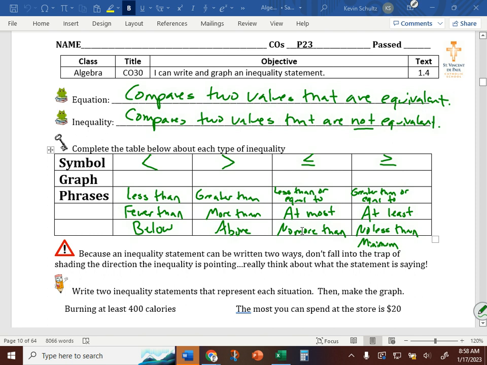Maximum, you think that means big, right? But the maximum is the biggest that something can be, the greatest something can be, okay? So it's that amount or less. That's why it's a less than or equal to. The thing about inequalities that makes them different from equations when you solve for a variable is you have to graph it, right? And so have you graphed inequalities before?